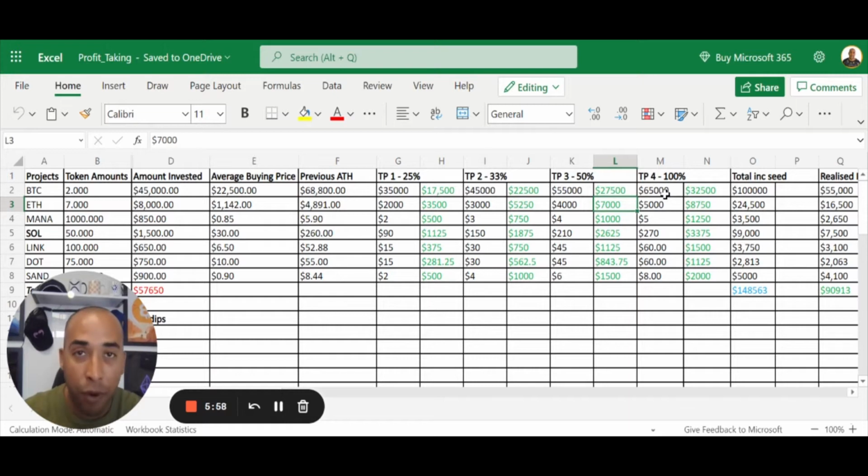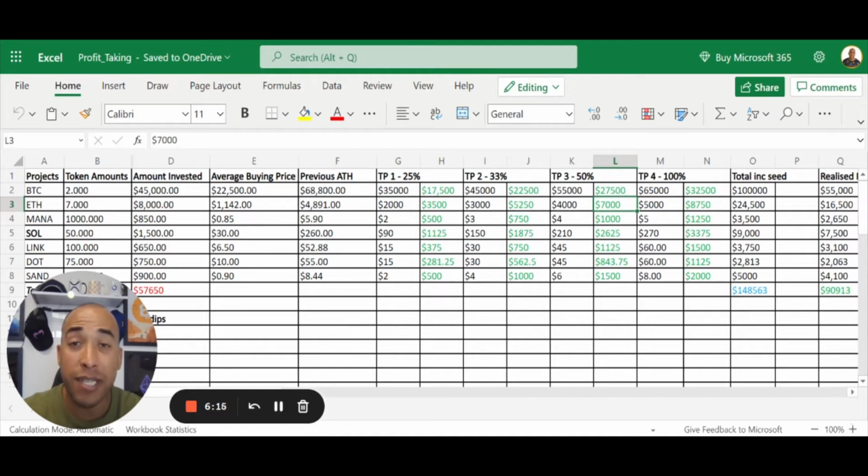And then my last take profit price is here at $65,000. Now you might think to yourself, well, why have you done it less than the previous all-time high? Two massive reasons. Reason number one is it isn't actually going to be my last take profit.